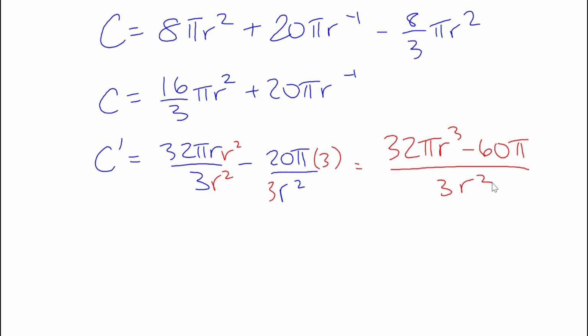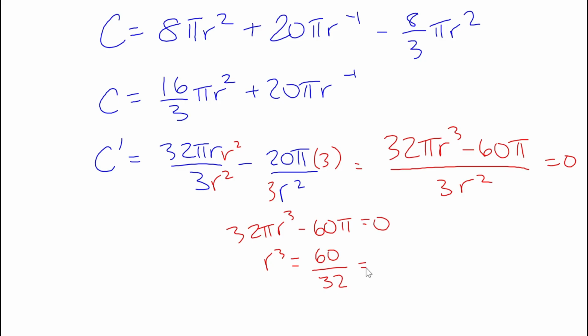And of course, that's only undefined when r is 0, which we're going to ignore. But it does equal 0 when that numerator equals 0, so that'd be when 32 pi r cubed minus 60 pi is equal to 0. We can divide everything by the pi, so those will go away. We end up with r cubed equals 60 over 32. And 60 over 32, those both will divide by 4, so that's 15 over 8.